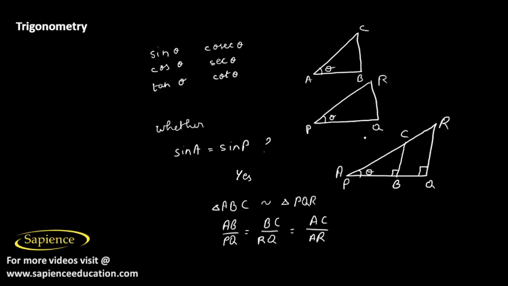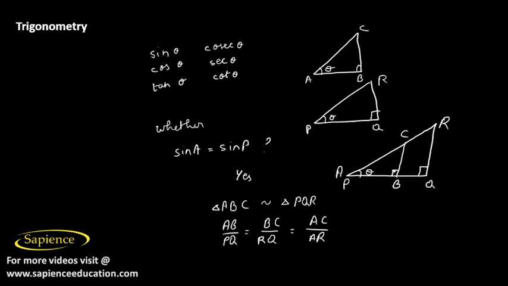And if two right-angled triangles have the same theta, then they will be similar triangles, because they will have 90 degrees. The other angle will be theta in both of them. This will be 90 degree. So obviously, the third angle will also be the same. So they will be similar triangles, and for similar triangles, we have this property.